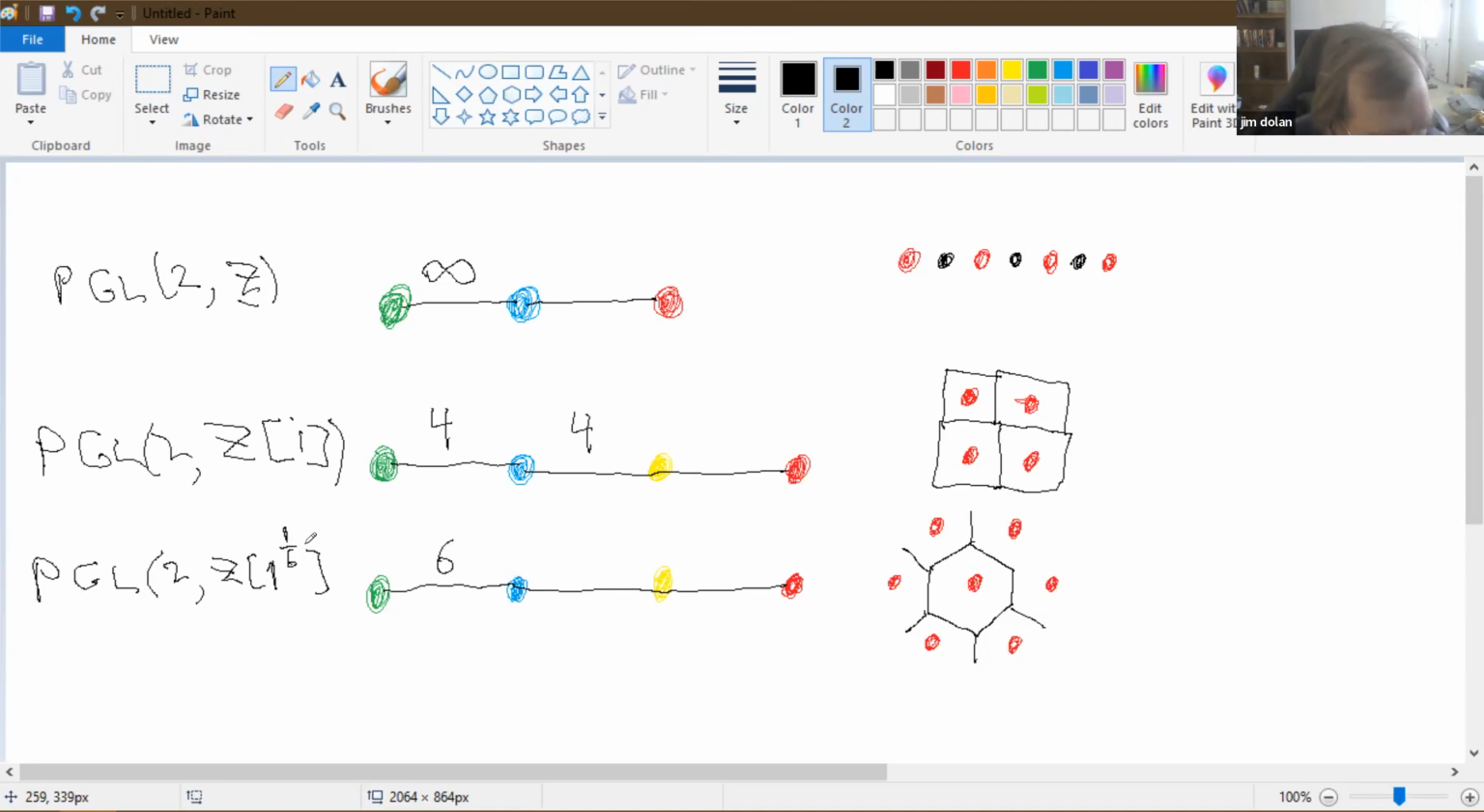So maybe this is Z adjoin 1 to the 1/6. Is that right? Yeah. Okay. One of the questions is, these dots are supposed to correspond to generating involutions in these groups. Although when I say generating, they're just generating the Coxeter group. They're not generating the whole projective general linear group if the Coxeter group is non-trivial index in the projective general linear group.